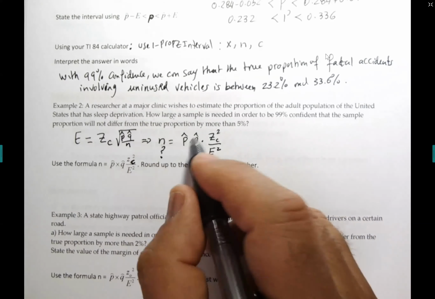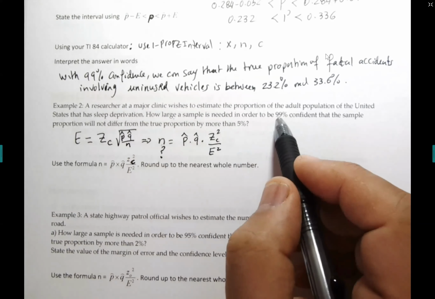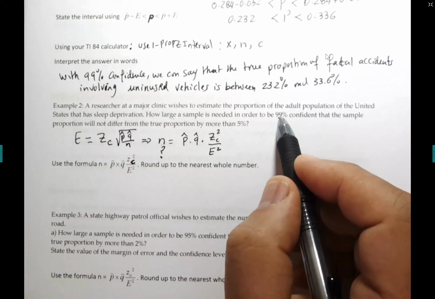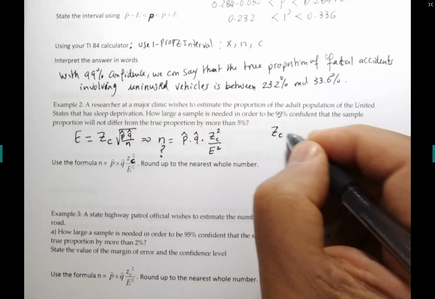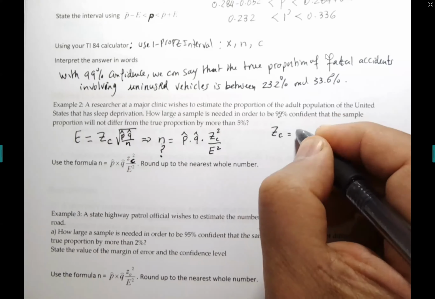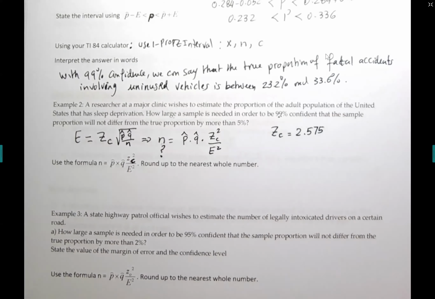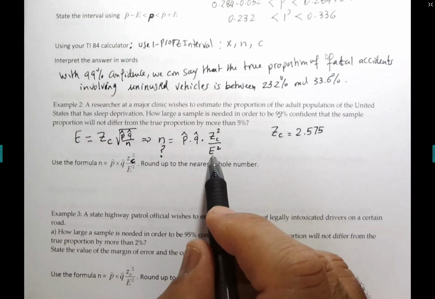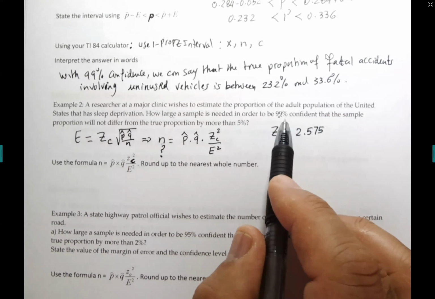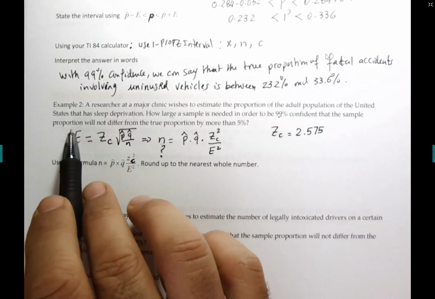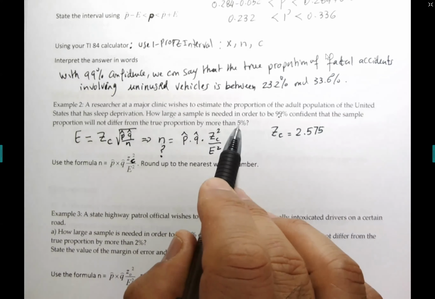But in order to find N, we need to know those. What did he give us? He says 99% confident. Well, if he gives us the confidence level, guys, we know ZC. And I think you should try to memorize the ZC for 99%. It's 2.575. All right. And he gives us E, guys. He says, what sample is needed in order to be 99% confident that the sample proportion will not differ from the true proportion by more than 5%? That's the margin of error, E.